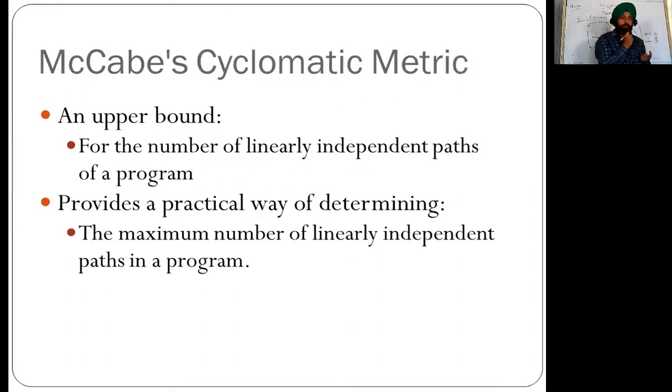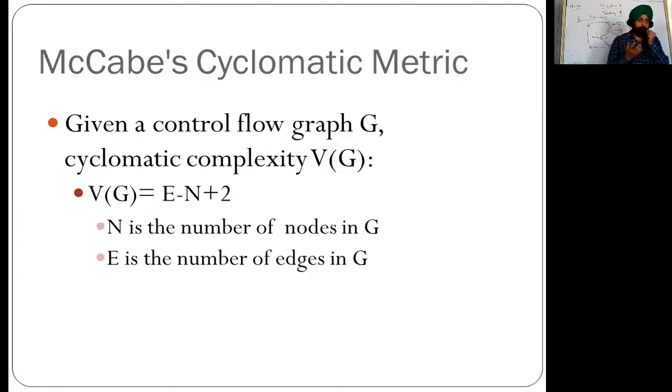So there is a cyclomatic metric, which is given by McCabe, which gives an upper bound on the number of paths available in any control flow graph. So any control flow graph can have a maximum of this number of independent paths. And how to calculate that? He has given one formula. Next. So given a control flow graph G, the cyclomatic complexity Vg is E minus n plus 2, where n is the number of nodes in graph G and E is the number of edges in G. So E minus n plus 2.